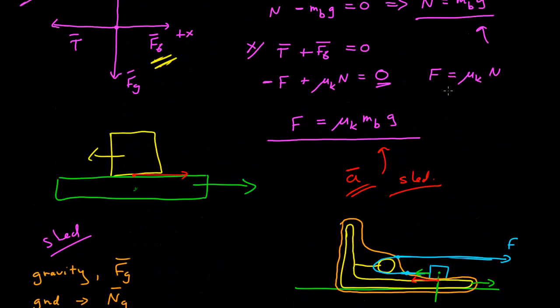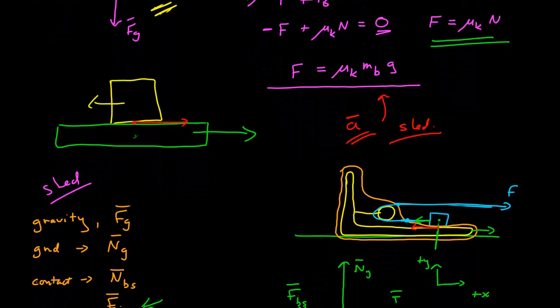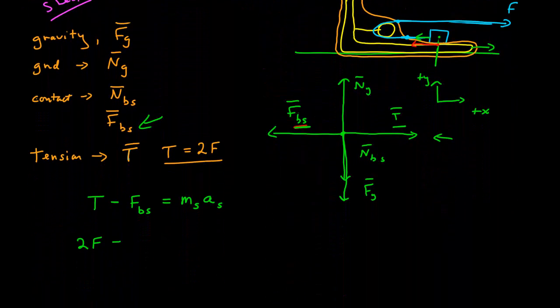is equal to the force of friction of the sled on the block, which we found in the first part. So we can say that the force of the sled on the block is equal to the magnitude of the force of the block on the sled. So that is mu sub k mass of the block times g, and that's equal to the mass of the sled times the acceleration of the sled.